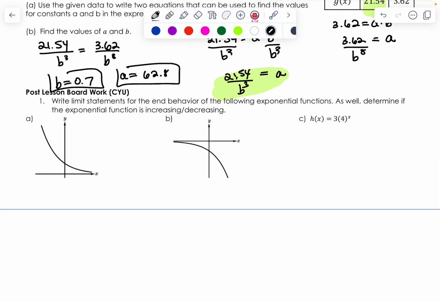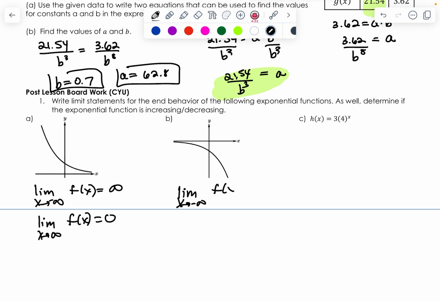All right, then this board work, this is really, really quite simple. If I want to describe the end behavior, as I go to the left, it's shooting to infinity. As I move to the right, the function is approaching the horizontal asymptote, y equals 0. All right, then on this one, as I move to the left, the function is approaching a height of 0. And as I move to the right, the function shoots down to negative infinity.